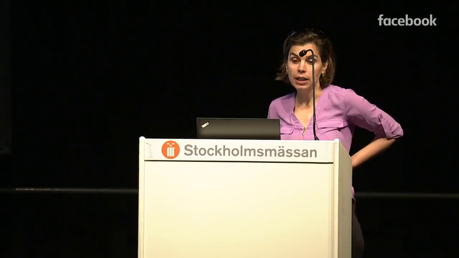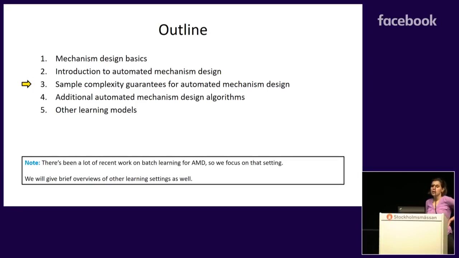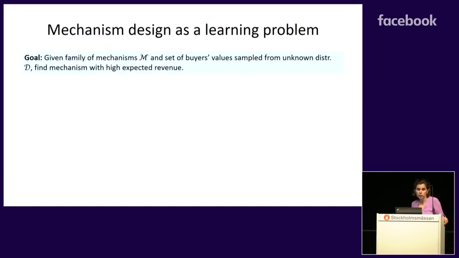So in the next part of the tutorial, we'll be talking about sample complexity guarantees for automated mechanism design. Tuomas nicely described what automated mechanism design is, and he talked about computational complexity or optimization considerations. Now, the next important question is a sample complexity question, and this is what I'll talk about next. I'll specifically be focusing on the distributional learning scenario, and then Ellen will tell us about some other settings as well.